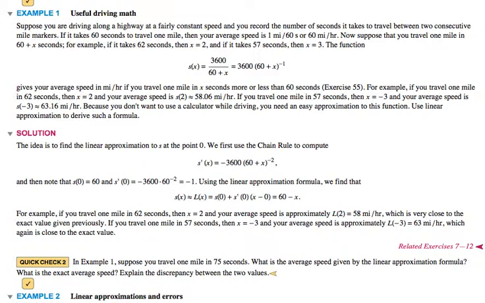So let's take a look at our quick check. In example 1, suppose you travel 1 mile in 75 seconds. What is the average speed given by the linear approximation formula? What is the exact average speed? And explain the discrepancy between the two values.